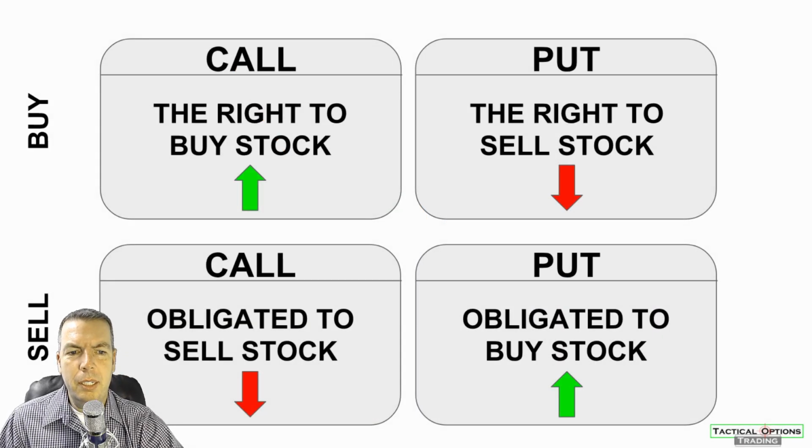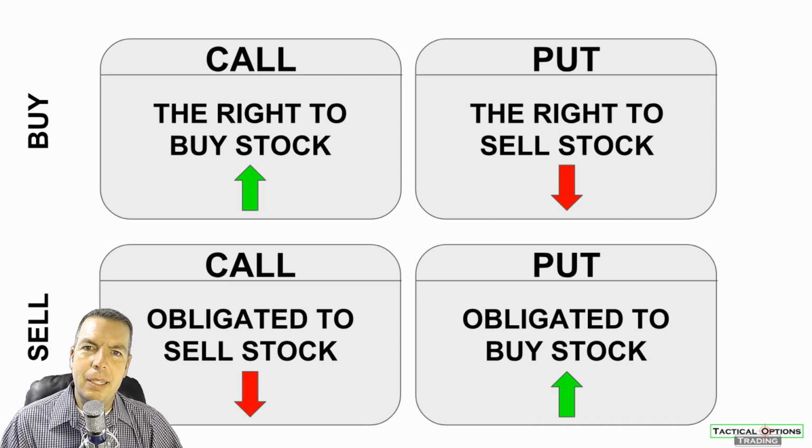So now back to our chart. Let's take a look at what happens when we sell a put option. So what happens when we sell a put? When we sell a put, we're obligated to buy stock. And like I said before, you might have to look at this a few times and go over this in your head a few times. But when you sell a put, you're obligated to buy stock.